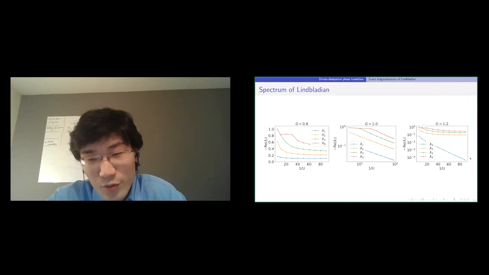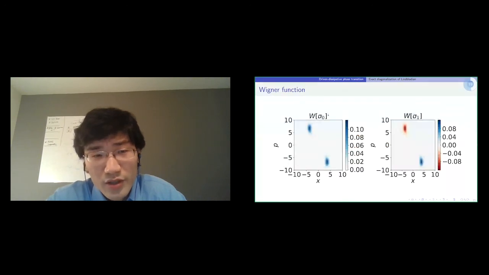Which means that in this regime we actually have a doubly degenerate steady-state manifold. As we can see later, this will give us the symmetry breaking of the parity symmetry. Here I plotted the Wigner function of these two steady states.